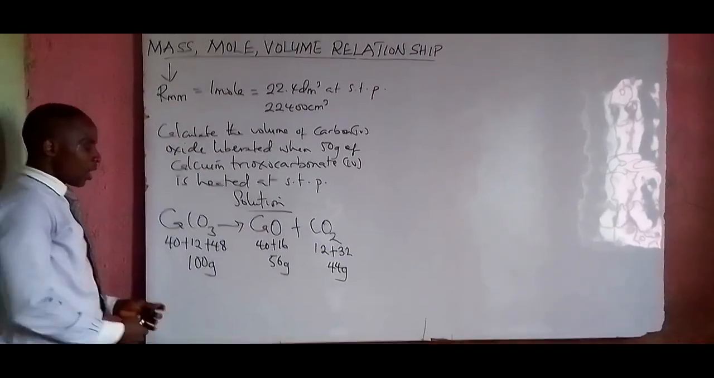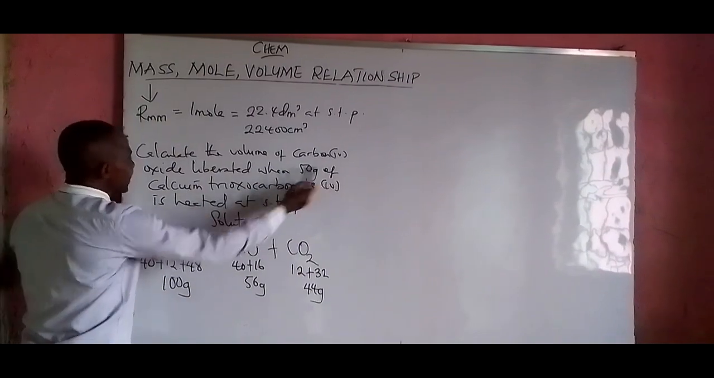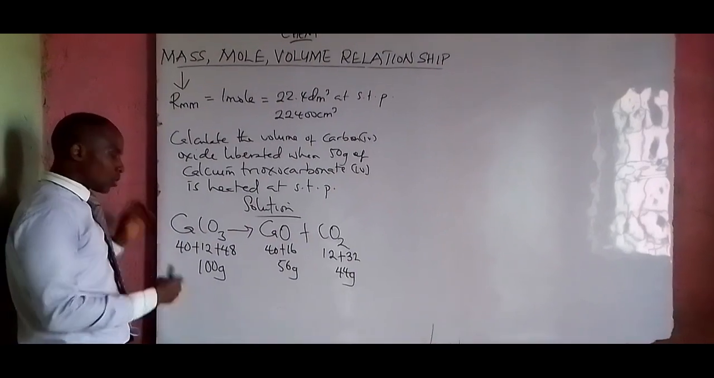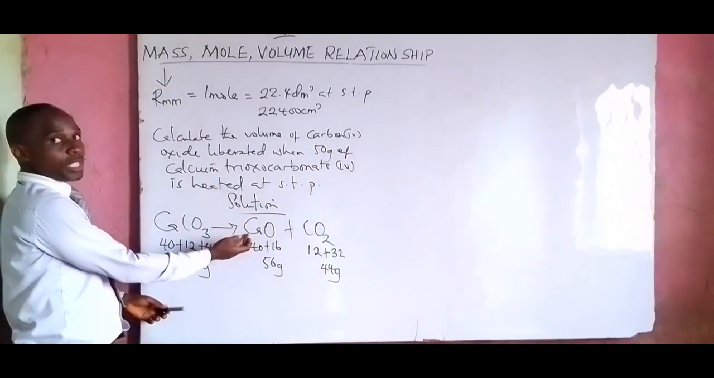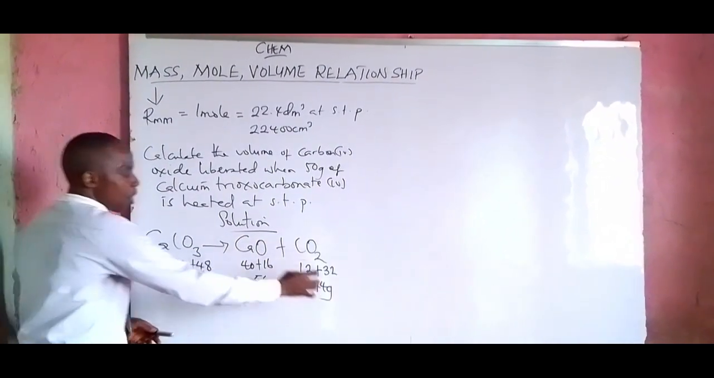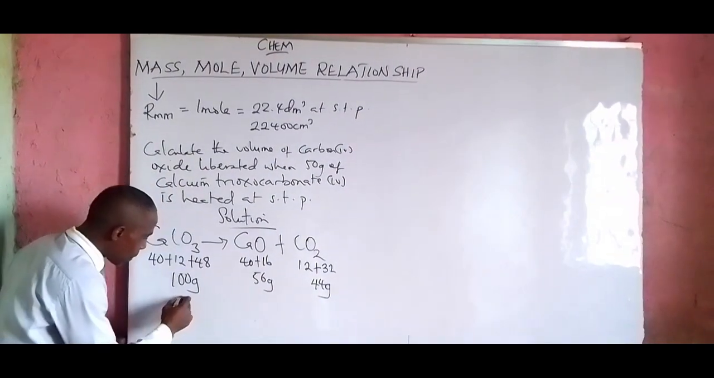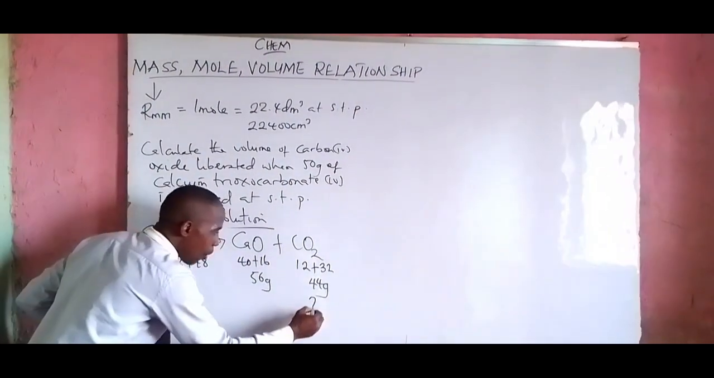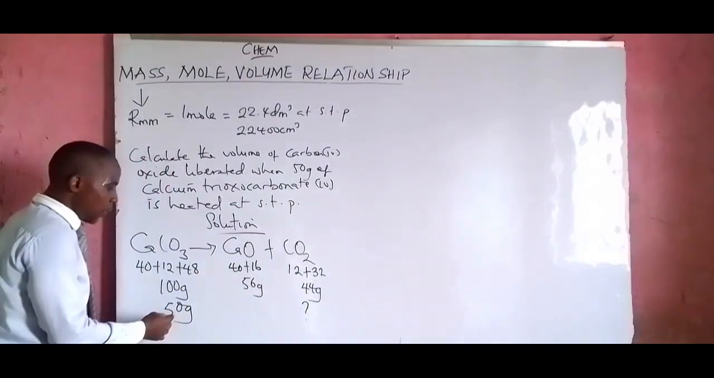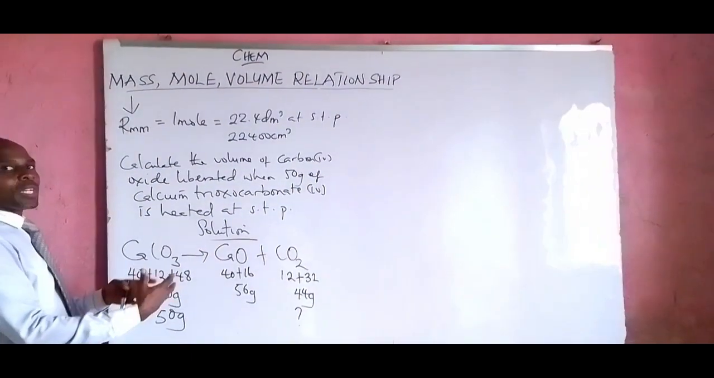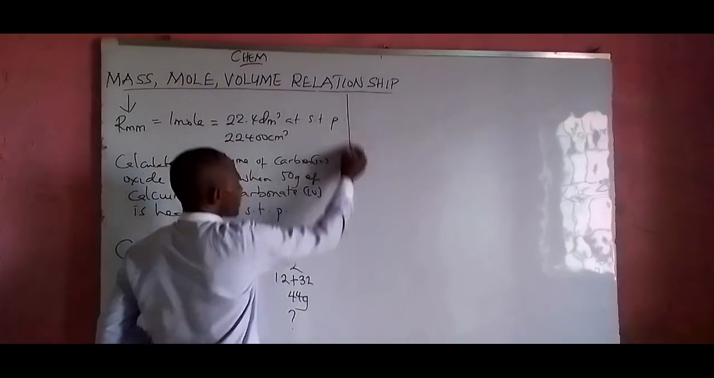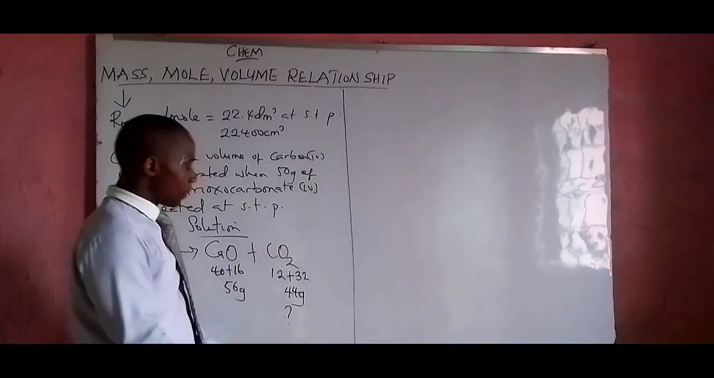Alright. So the question says 50 grams of calcium trioxocarbonate IV. I've taught the students this a number of times. The best thing to do is to use the 100 grams. Nothing is about this one, so we are going to leave it. 100 grams of calcium trioxocarbonate IV produces 44 grams. So now 50 grams will produce how many? When we put these two together, we get what we call reacting mass. Alright, reacting mass. We now move to mole.